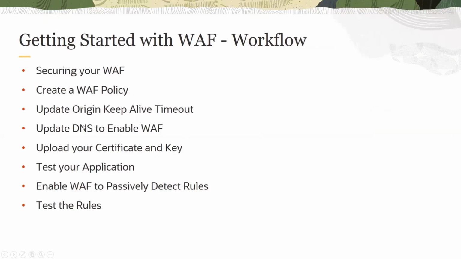So these are the steps. Basically, go into the web application firewall, create the policy, update the origin, and make sure that it's keep-alive and that you specify the timeout, then update the DNS to enable WAF. We are going to provide you a key once you set up the policy, which you need to take to your DNS and update the records with this key or certificate, and then test your application.